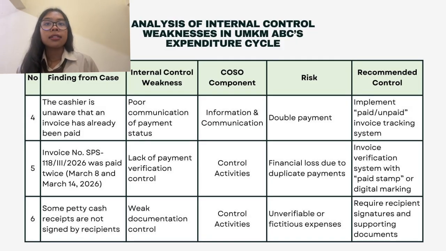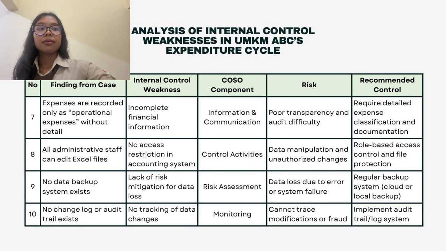Next is that some petty cash receipts are not signed by recipients. The internal control weakness is weak documentation control. The causal component is control activities. The risk is unverifiable or fictitious expenses. And the recommended control is to require recipient signatures and supporting documents.